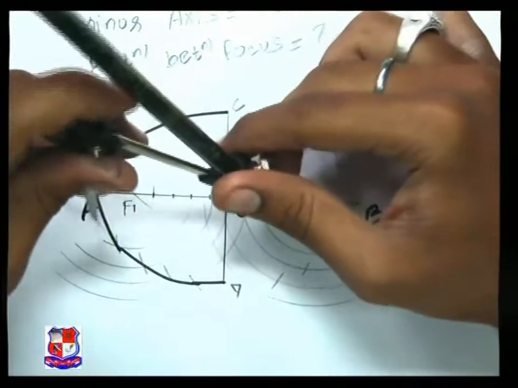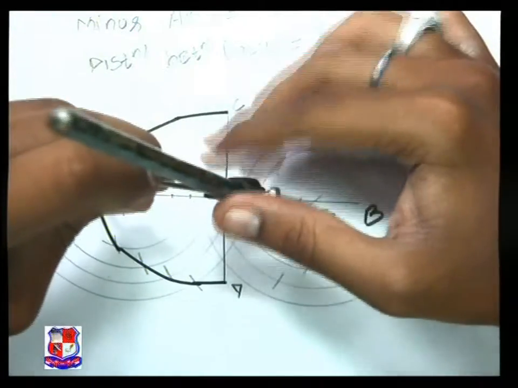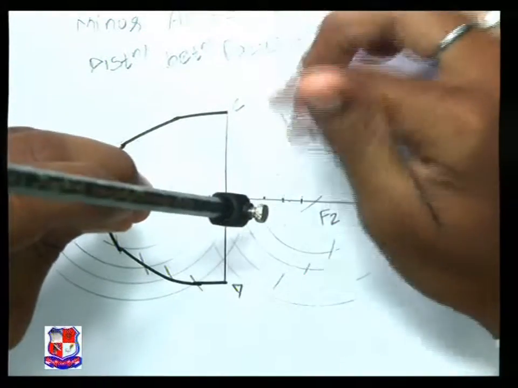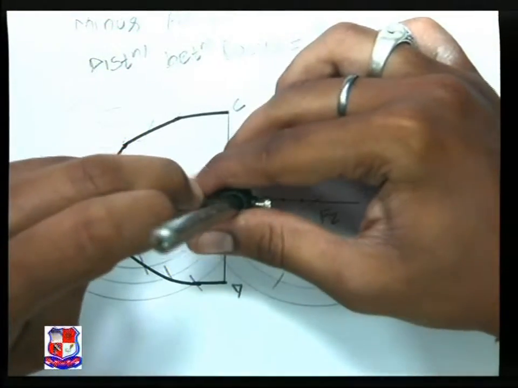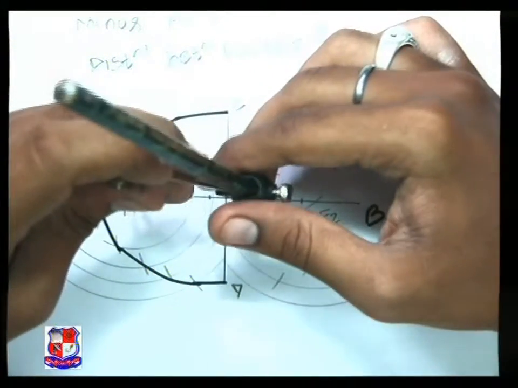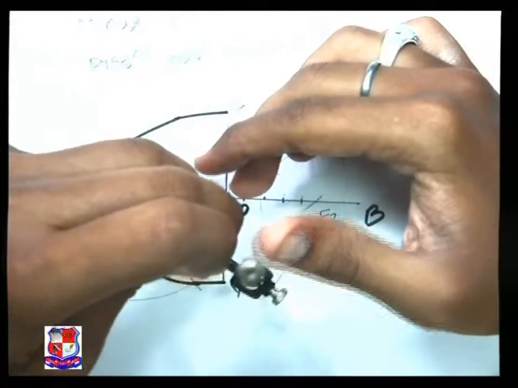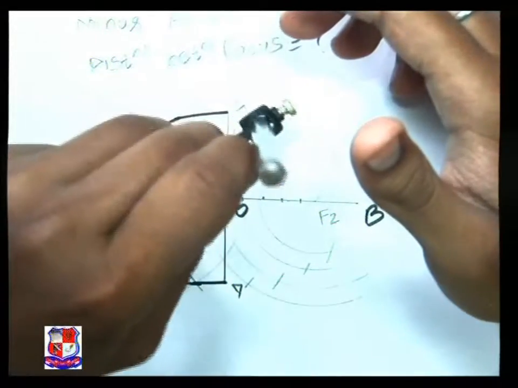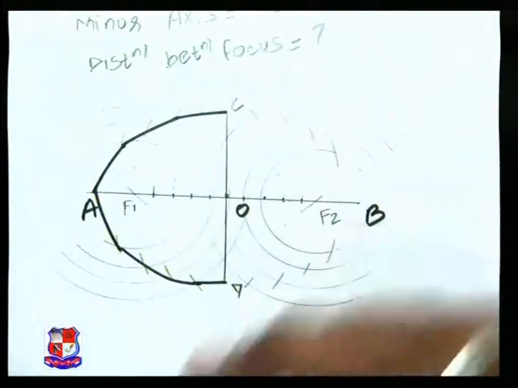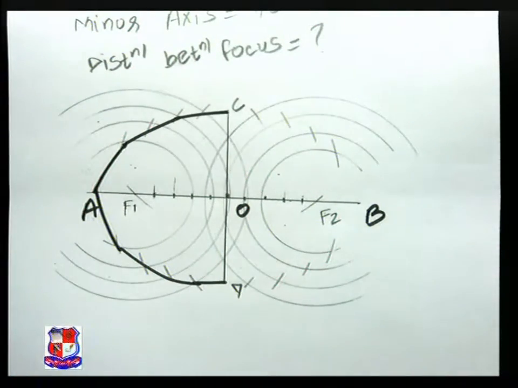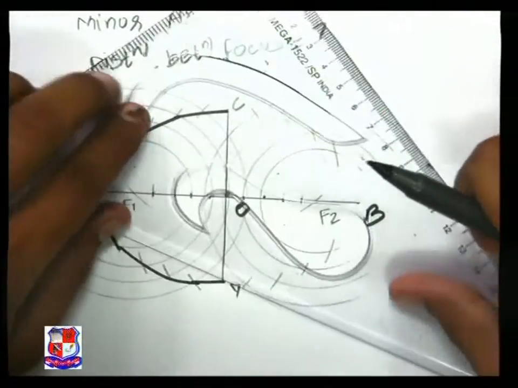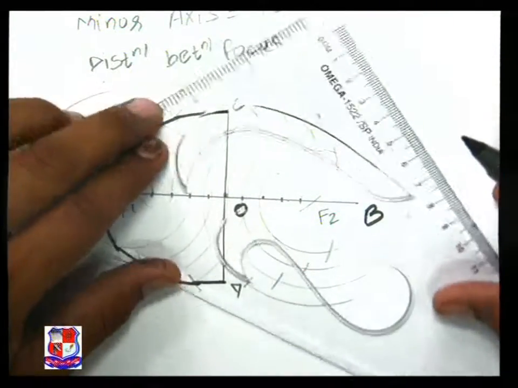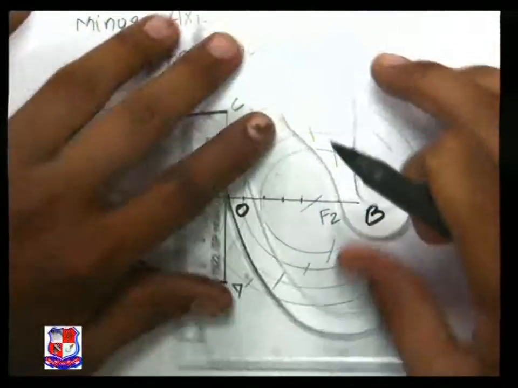That's why it is called arc of circle. One is a semicircular kind of arc and another is an intersecting arc. That's why it is called the arc of circle method. F1 as the center, we again got the intersecting points. We will use this French curve to join these curves.